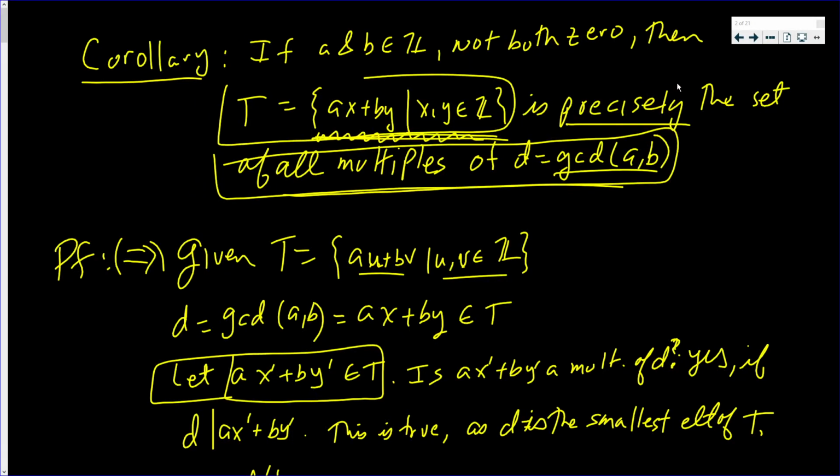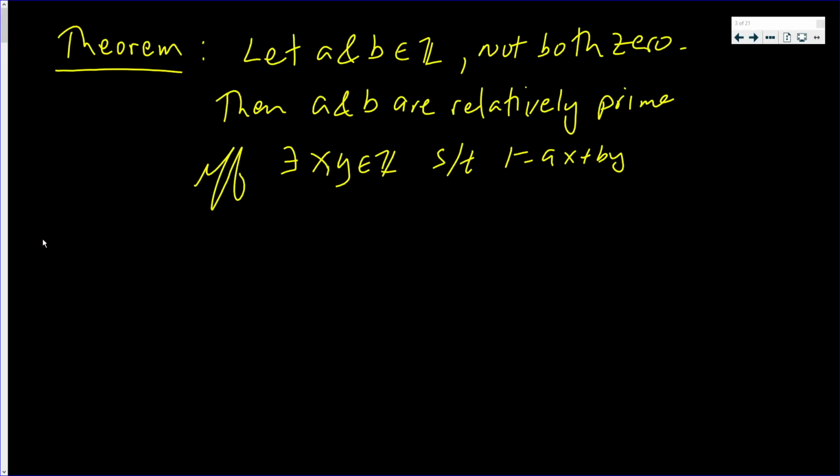Okay, let's move on to the next theorem. It says that a and b are integers not both 0. Then a and b are said to be relatively prime, that is, the only numbers that go into both of them is 1, if and only if there exist x and y in Z such that there's a linear combination of a and b that equals 1: ax plus by equals 1.